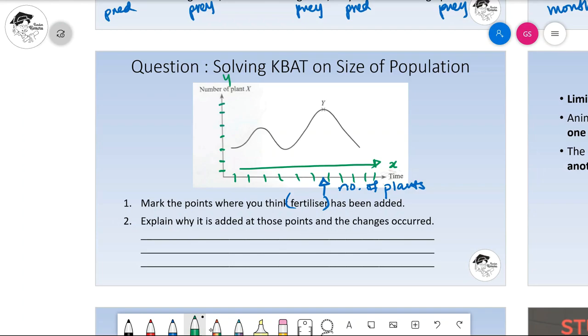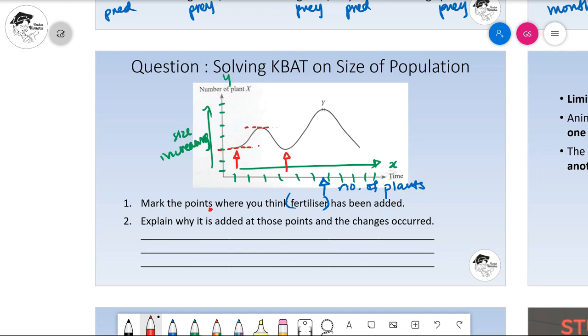When you're going up, it means the number of plants, or the size of the population, is increasing. So it asks you to mark the points where you think the fertilizer is going to be added. The answer is, here, number one. By the way, it's 2 marks for 2 points. Number two is going to be here. Do you know why number one and number two are over there? Because once you add the fertilizer here, it starts to grow. Do you see that or not? The size of the population, or the number of plants, increases, because it was here, then now it becomes here.